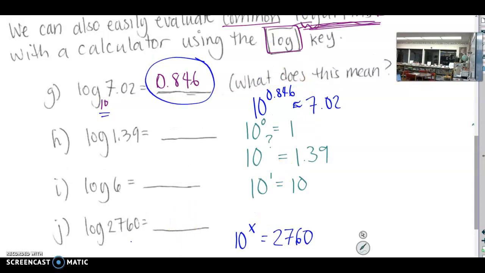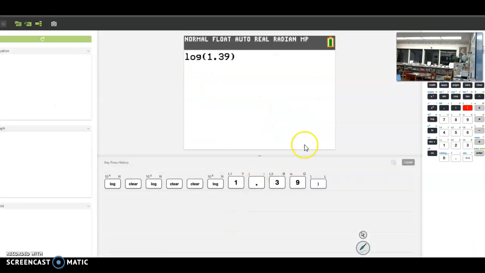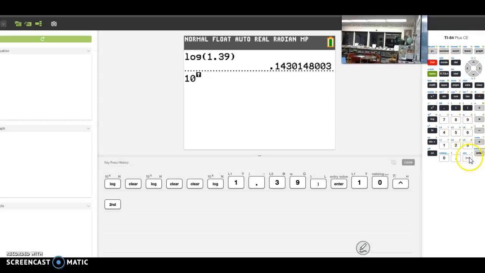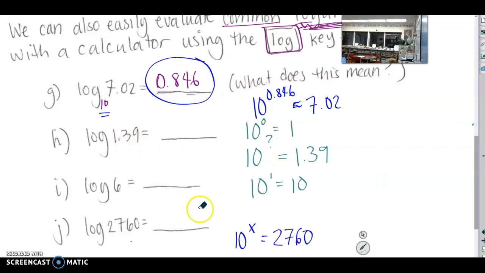So if I type that into the calculator, the log of 1.39, and hit enter, I get 0.14301. So approximately 0.143. And if you want to check that, you can take 10 and raise it to that number, and I can do that with my graphing calculator just by hitting second answer. Hit enter, and I get 1.39. Okay, so the rest you can just type those in to the calculator.